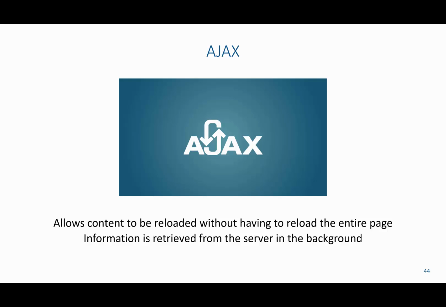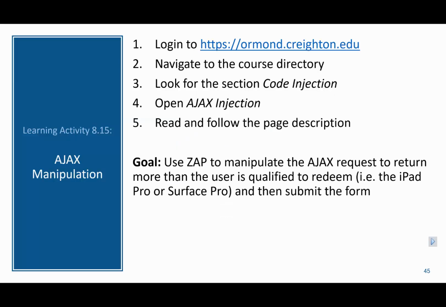Ajax allows content to be reloaded without having to reload the entire page. So as you interact with my web server, anything that loads when you change the drop down or type in a character is an example of Ajax calls that are taking place. So information is being retrieved from the server in the background. So it's going to issue calls to the database, return information from the database, or whatever is necessary. So what we're going to do is try to do a code injection. Again, this one is an Ajax injection.